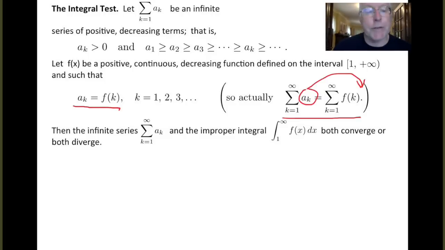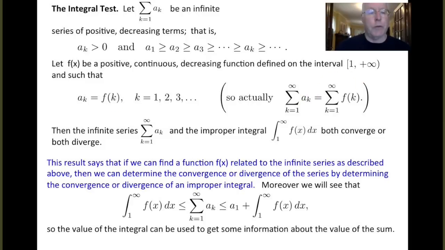The conclusion of the test says this. Once you have all this in place, have that function f, you're convinced satisfies the necessary hypotheses, then the infinite series, summation k equals 1 to infinity a sub k, and the improper integral 1 to infinity f of x dx, either both converge or both diverge. So this result says that if we can find a function f of x, as described above, that relates to the series, the convergence and divergence will be determined by looking at the convergence or divergence of the improper integral.